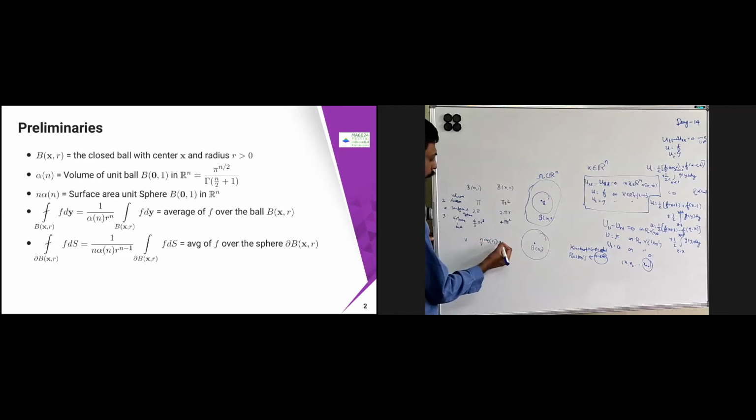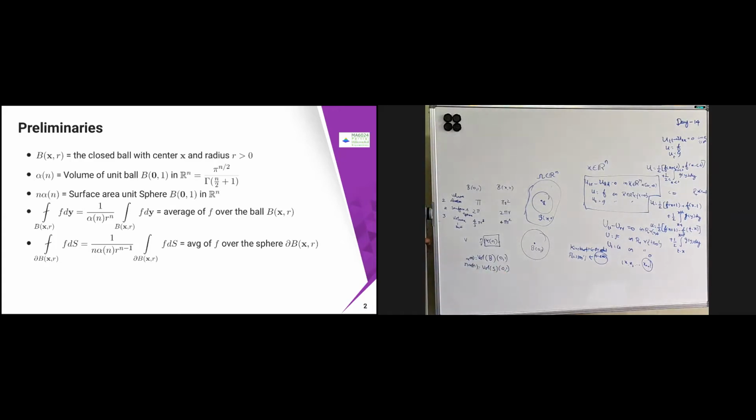So this alpha n is nothing but the volume of a ball in n dimension. B is a ball in R power n, then alpha n denotes the volume of the ball. And n into alpha n I am going to denote as the volume of the sphere. B denotes the ball, S denotes the sphere, center at 0 and radius 1.